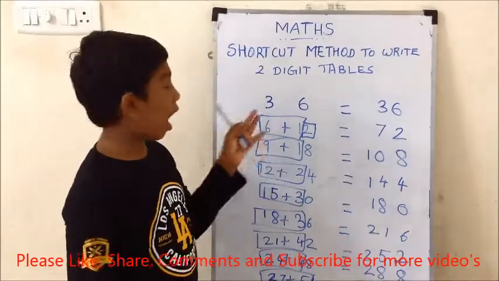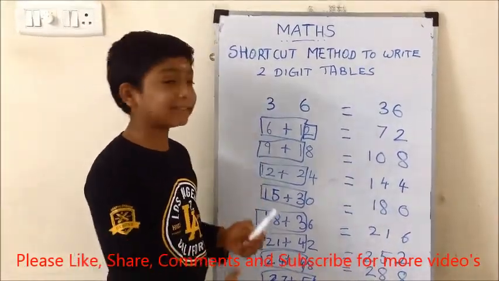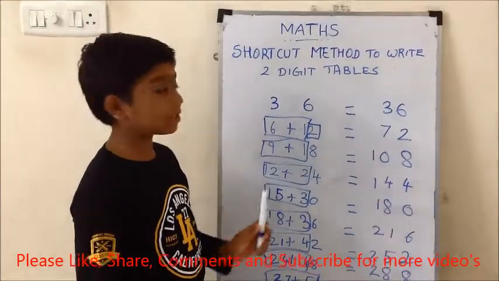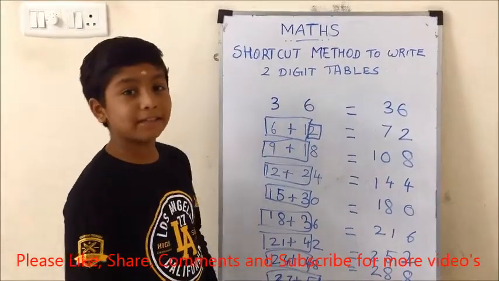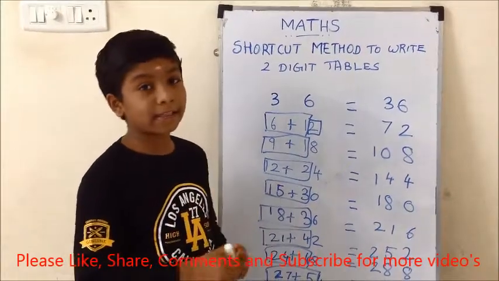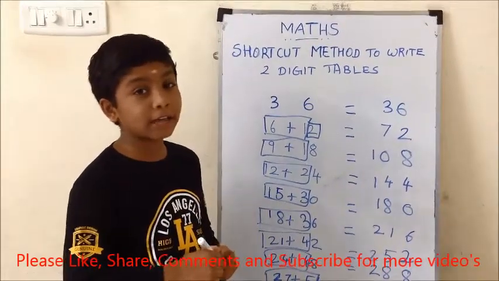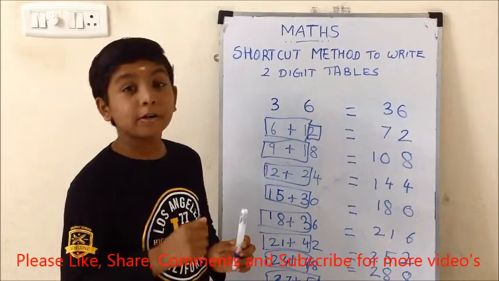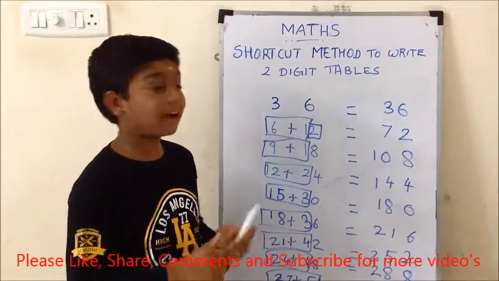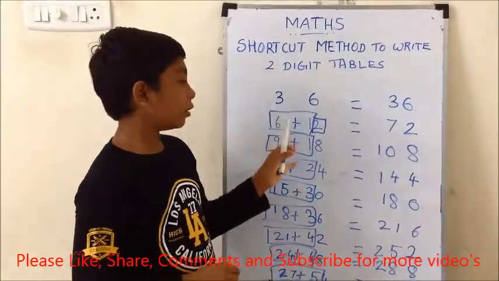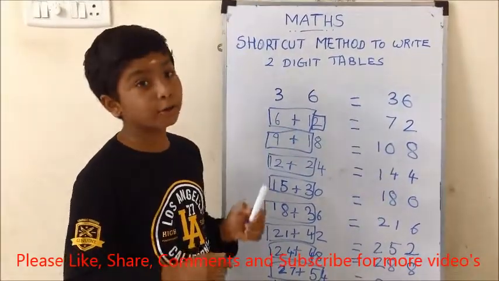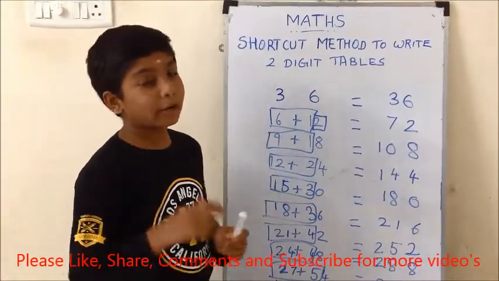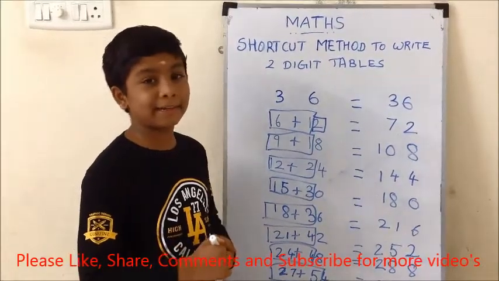Friends, see how easily we have written the 36 tables. By using this method, we can write any two-digit tables. Now we will see another example to understand it more clearly. In that we will do it a bit faster. I have written slowly to explain the method and to help you understand it very simply.